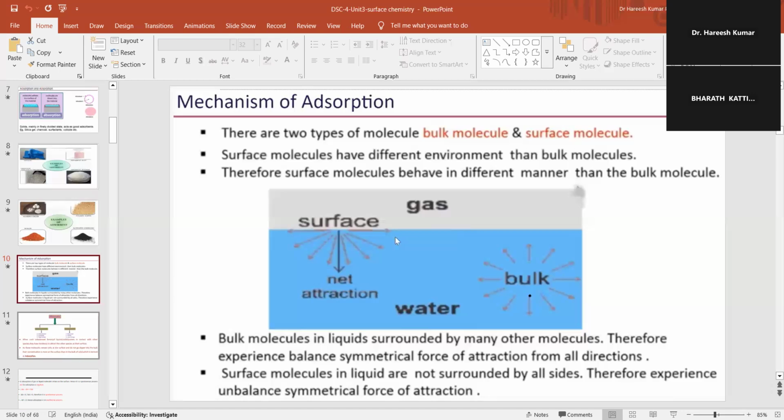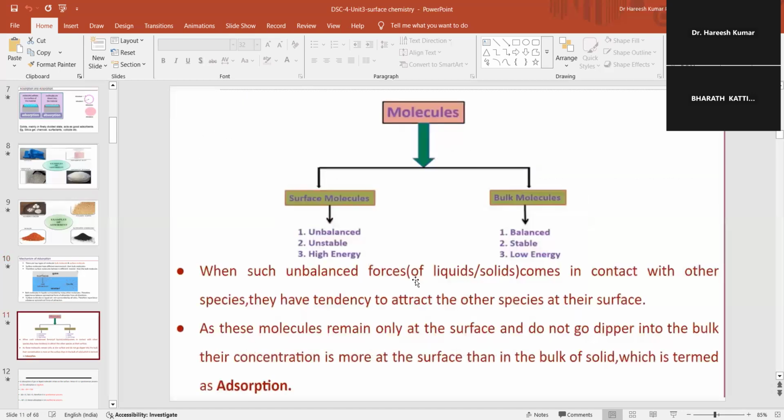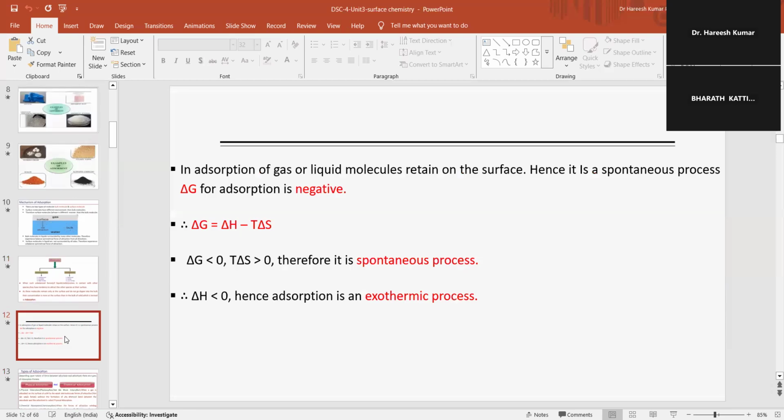Then here I am taking continuation. When such unbalanced forces come in contact with other species, they have a tendency to attract the other species at their surface. As these molecules remain only at the surface and do not go deeper into the bulk, their concentration is more at the surface than in the bulk of the solid, which is termed adsorption. So here it is just adsorbing on the surface, not going inside the molecule. That's called the adsorption mechanism.